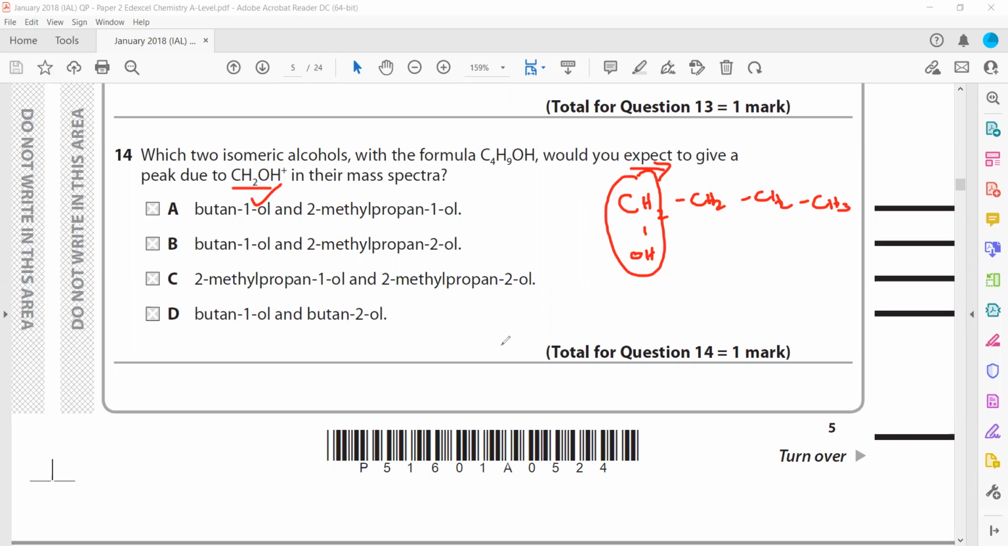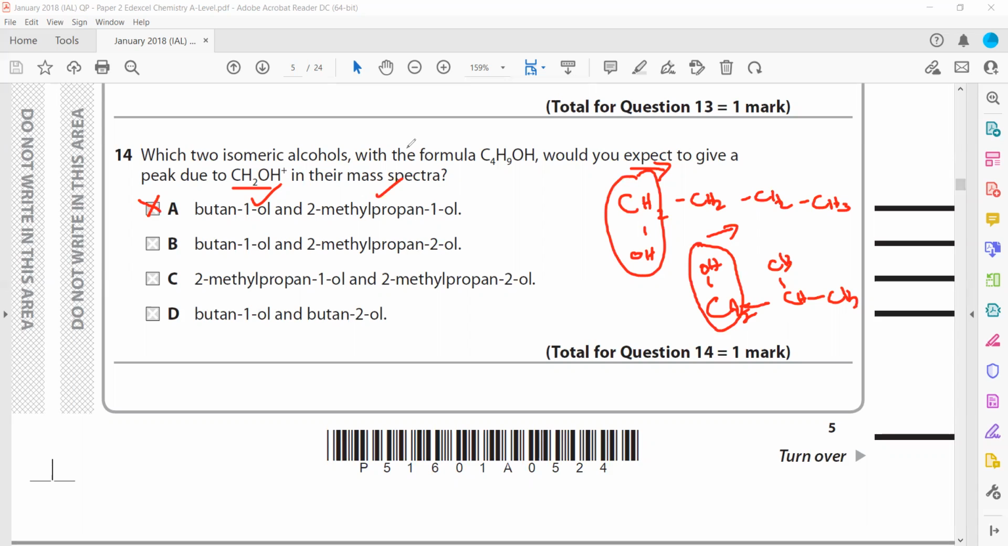Then 2-methylpropan-1-ol. When we start to break from the right-hand side, again this will give a CH2OH peak. So there will be a CH2OH peak, and A is the right answer.